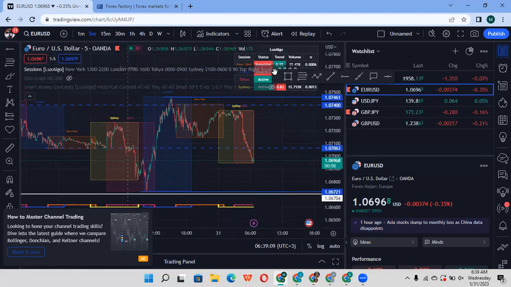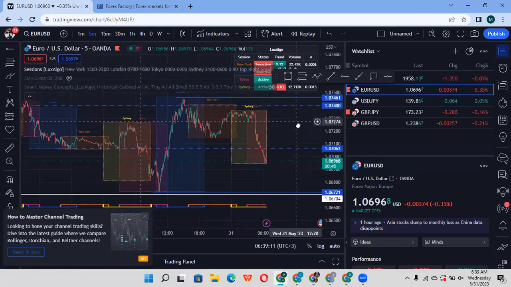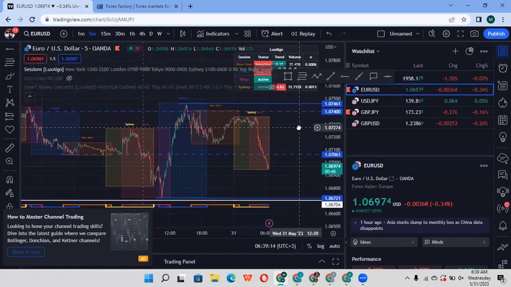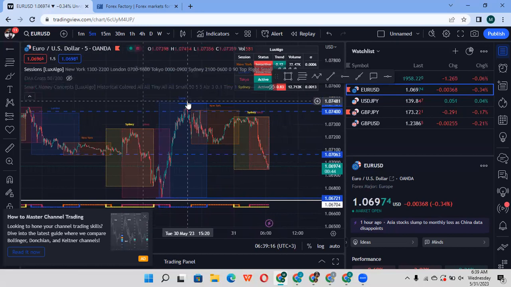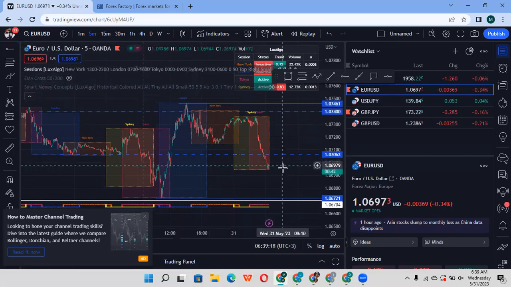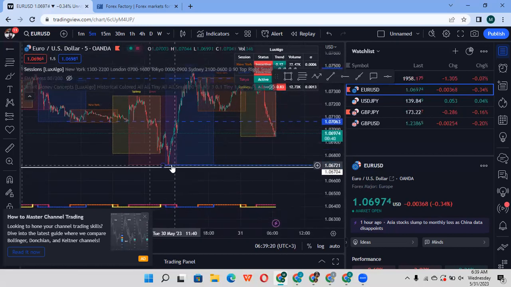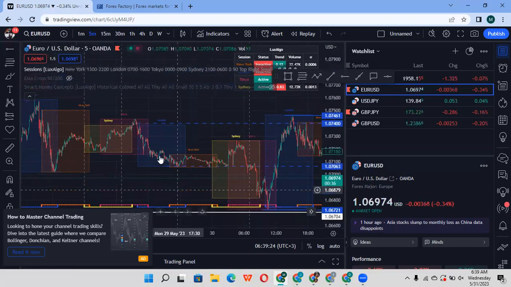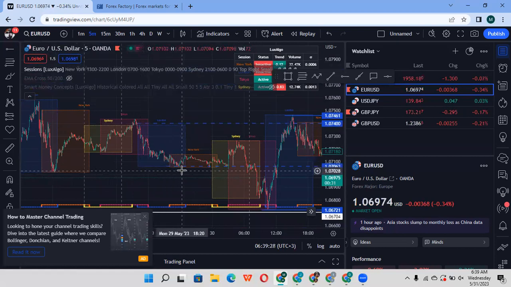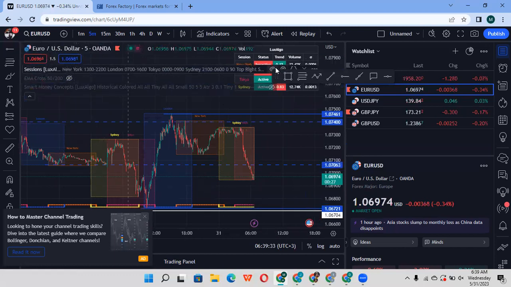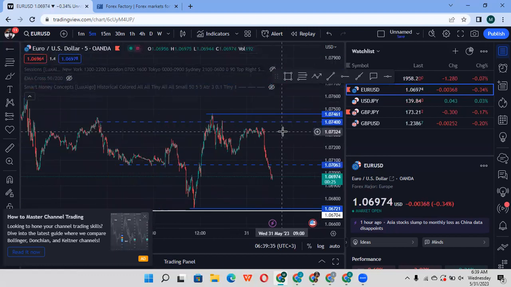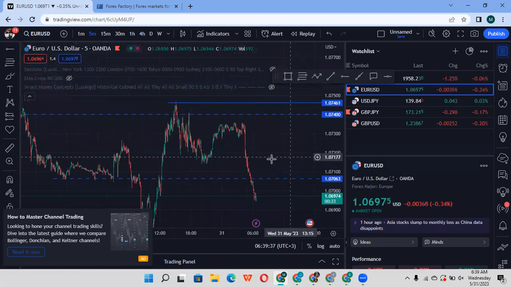Okay, so let me just confirm if all those things are okay. Most recent high of day during London, New York was here. Most recent low of day during London, New York was here. Previous high of day during London session was here. Previous low of day during London, New York session was here. So I'm done with that indicator. Thank you very much. It has been able to help me identify my zones.